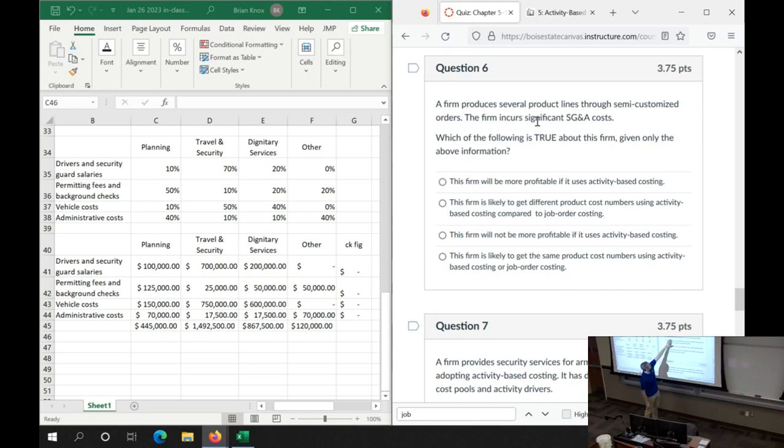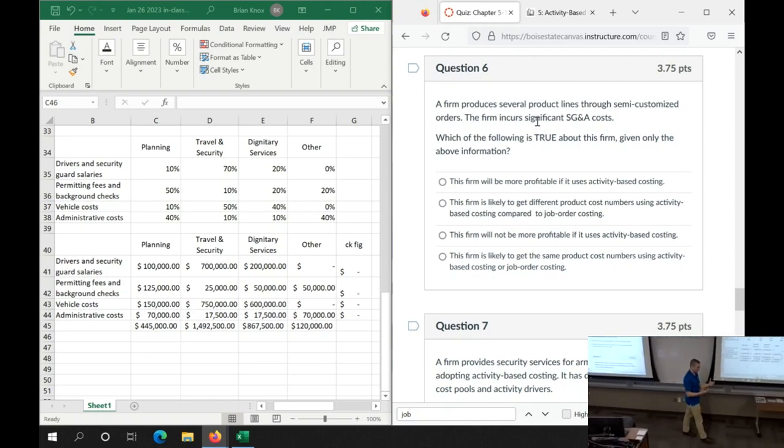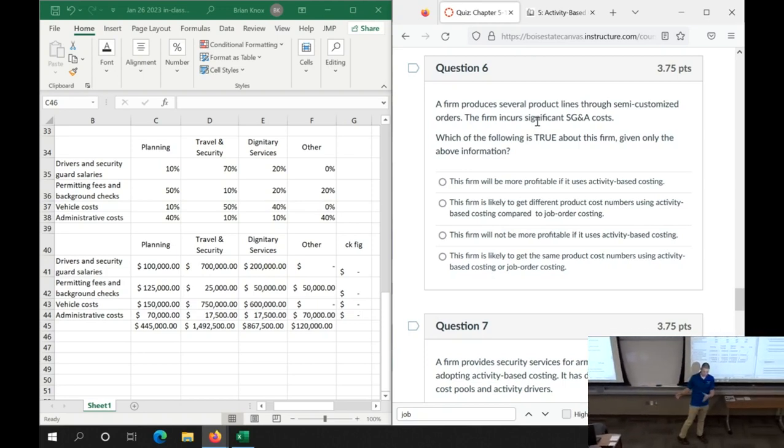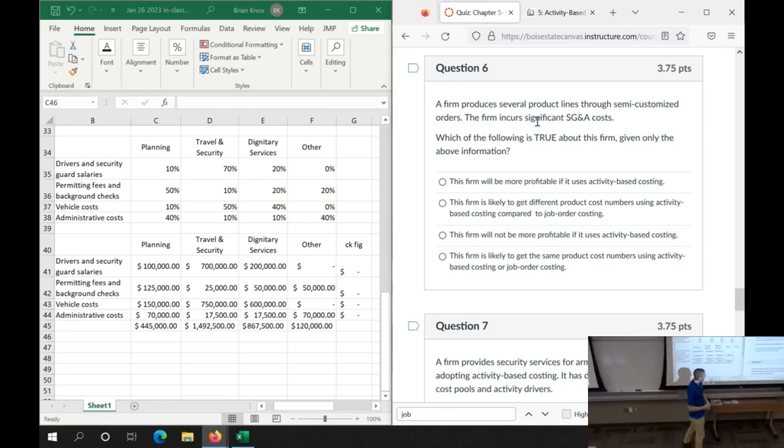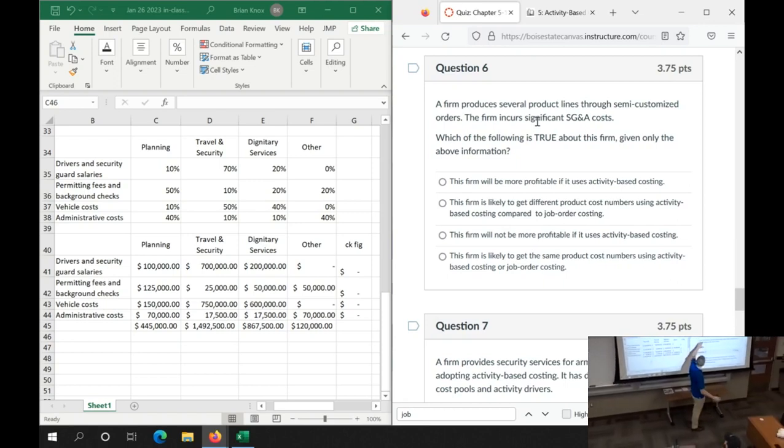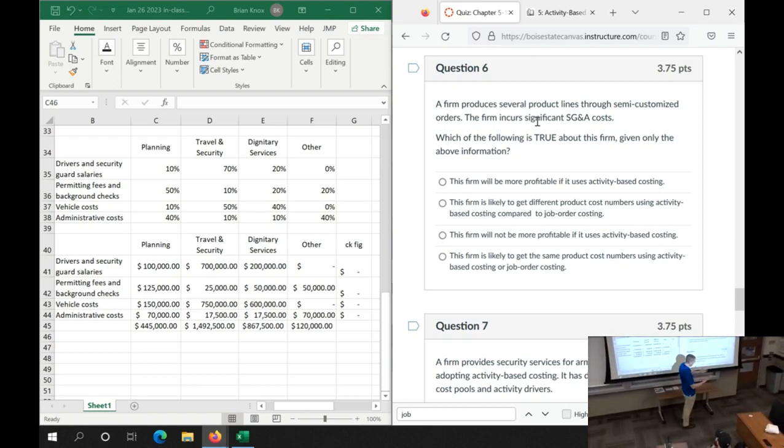All right, so this firm will be more profitable if it uses ABC. Maybe. I want to put a pin in that. I think there might be better answers here. This firm is likely to get different product costing numbers using activity-based costing compared to job order costing. I think there's a good likelihood that that's going to be the answer, because given significant SG&A costs, it's likely that some of those costs are getting pulled in through ABC, and that alone is going to give it some different numbers. And then there's the fact that ABC uses multiple activity drivers, and that also is going to be important.